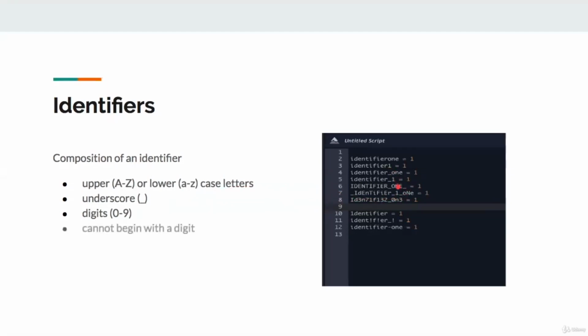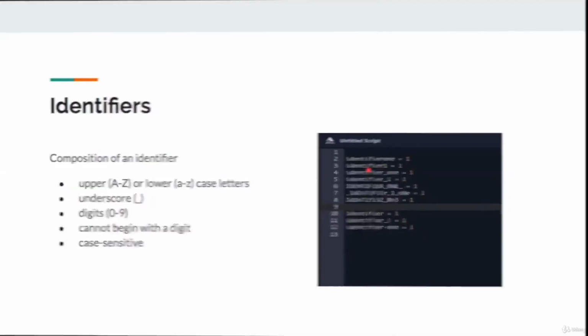The only thing is you can't have a digit at the start of an identifier. So there's no example here, but I will show you guys. You can't have like a 1 and then the identifier name. It'll throw an error. Also, these identifiers are case sensitive. So if you have a capital letter in one and not a capital letter, those would be two different identifiers.